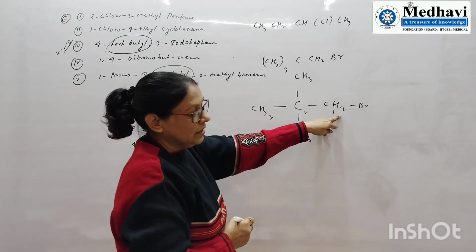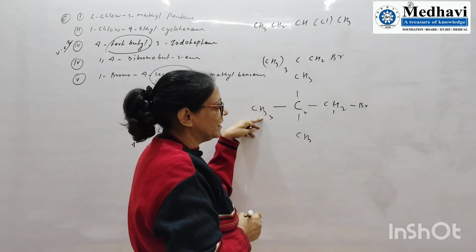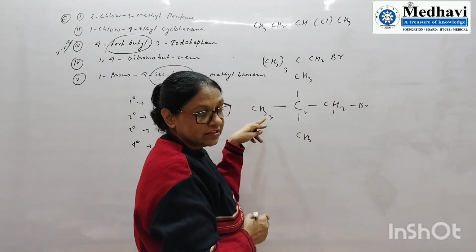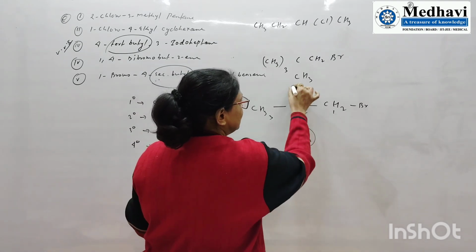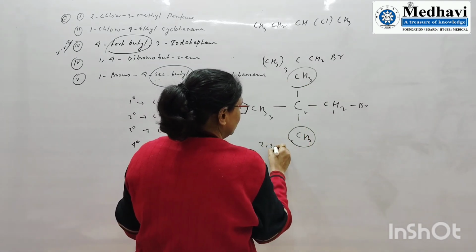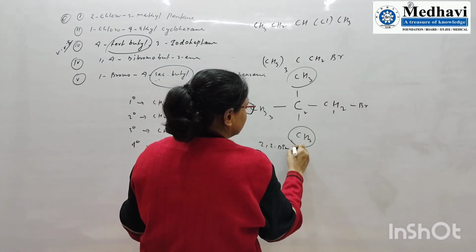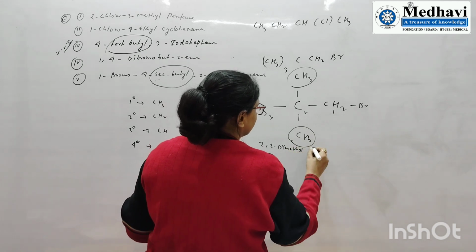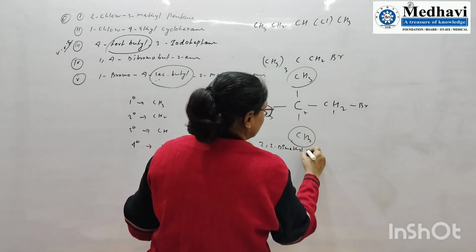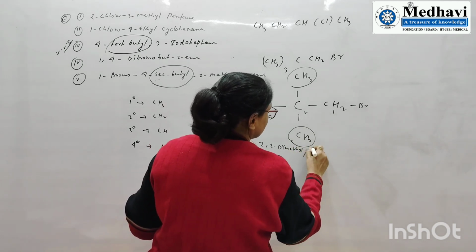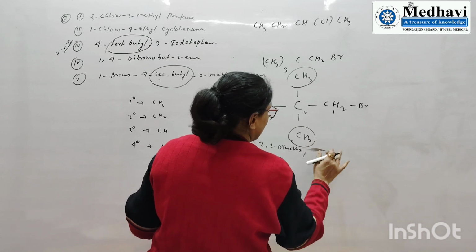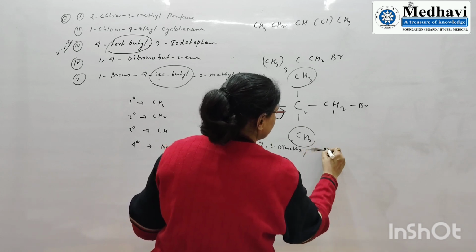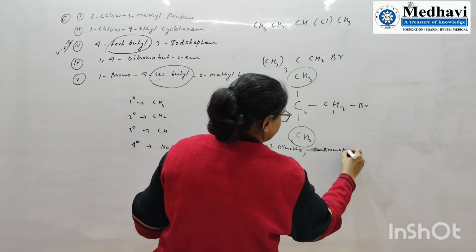I think you know the rules of nomenclature. You select the longest chain, numbering from the functional group side. So here 2 methyl groups are there. So it will be 2,2-dimethyl, 1-bromo, propane.